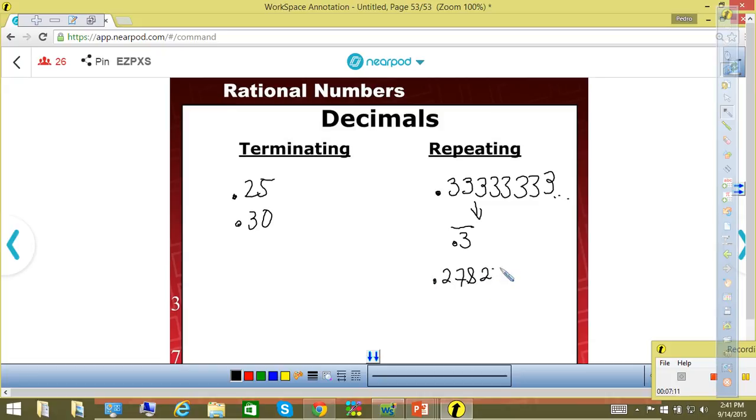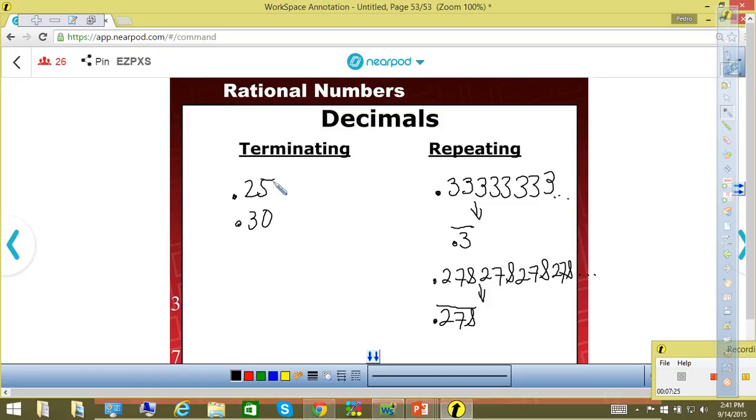0.278, 278, 278, 278, dot, dot, dot. That means this becomes 0.278 with a bar on all 3 numbers so that we know that it repeats again. Is that correct? All right.